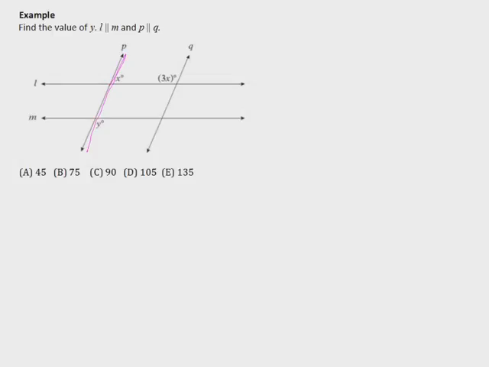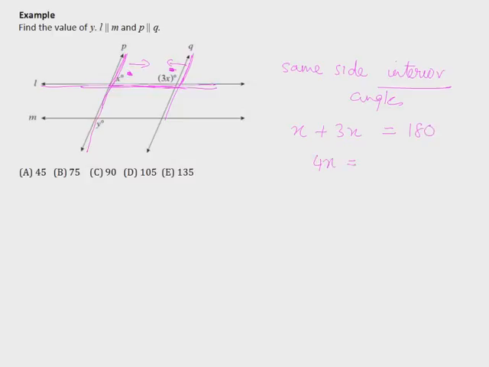Okay, the first thing I notice is that X and 3X. What are my parallel lines here? P and Q are my parallel lines and they're cut by transversal L. So if P and Q are parallel lines cut by transversal L, then the X angle and the 3X angle are same side interior angles. They are on the same side of the transversal L and they are within the parallel lines P and Q. So they are interior. And what we know about same side interior angles? We know that they are supplementary. They add to 180. So x plus 3x is equal to 180. 4x is equal to 180. X is equal to 45.